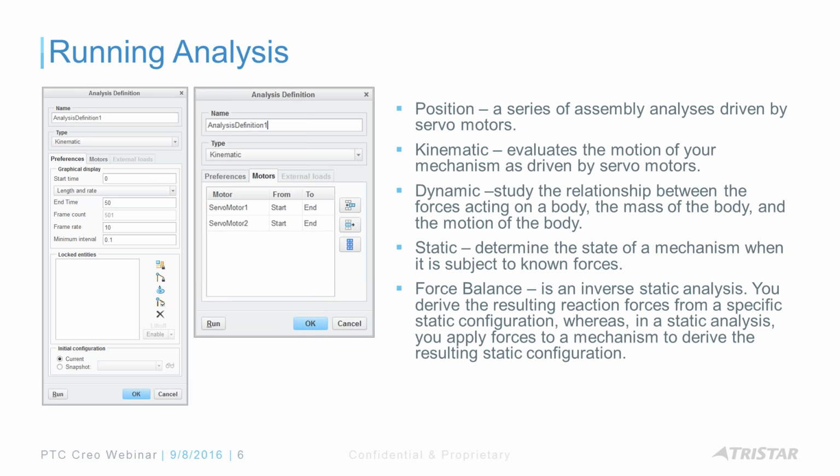And then, of course, you have your analysis definition dialog box, where you specify the name, choose the type of analysis, and how long you want this analysis to run for. You choose whether to start from the current position, or from a specific snapshot, and then your servo motors, right? If you have multiple servo motors, do you want them to go from start to end? In this case, we have two motors that both act at the same time all the way through the analysis. But I can actually have one motor go from the start to, I don't know, 25 seconds, and then the second motor kicks in at 25 seconds and goes all the way to the end. So you can activate the motors at different times during your analysis. That's how you configure your motors.